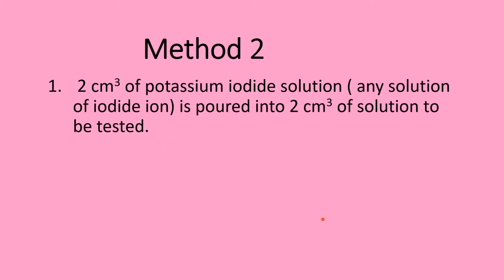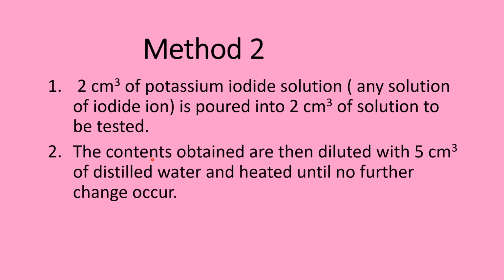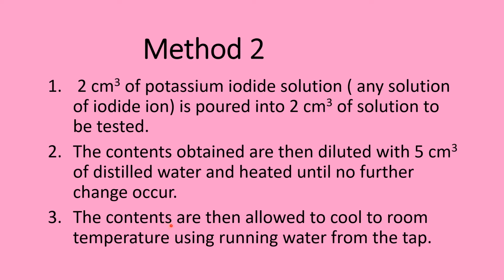Now we go to method 2. 2 centimeter cube of potassium iodide solution. Actually, any solution that has iodide, so it's either potassium iodide, sodium iodide, or ammonium iodide, is poured into 2 centimeter cube of solution to be tested. That should have Pb2 plus, okay, in a test tube. The contents obtained are then diluted with 5 centimeter cube of distilled water and heated until no further change occurs. The contents are then allowed to cool to room temperature using running water from the tap.